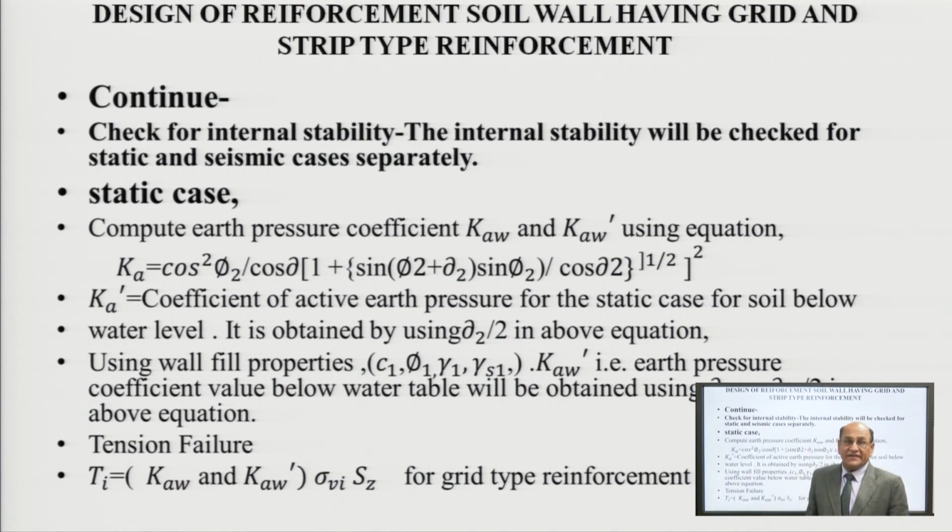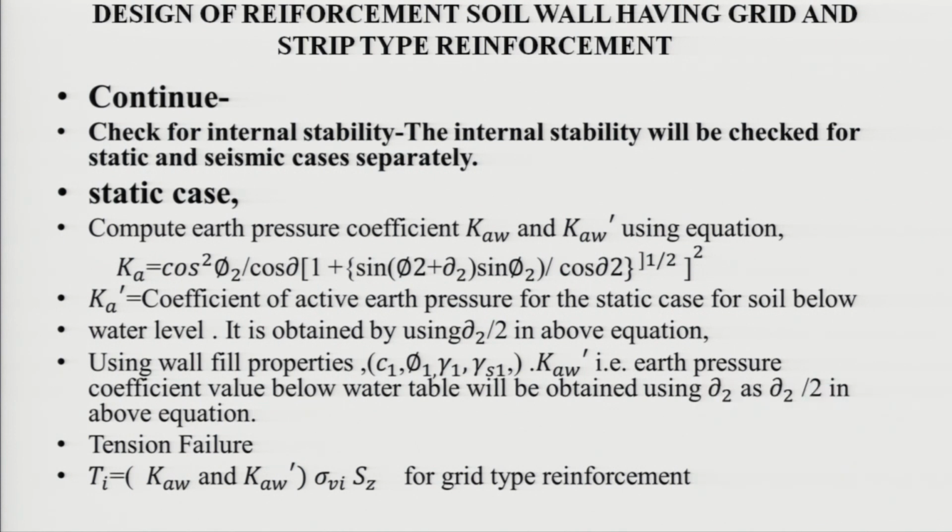In static cases, first of all we have to compute the earth pressure coefficient KAW and KAW dash using the equation given here. It is already given here. It is K is equal to cos square phi 2 divided by cos delta 2 into 1 plus square root of sine phi 2 plus delta 2 sine phi 2 divided by cos delta 2, the whole square.